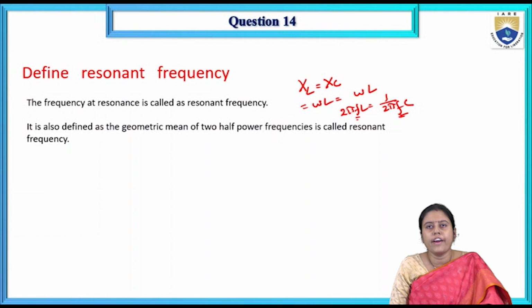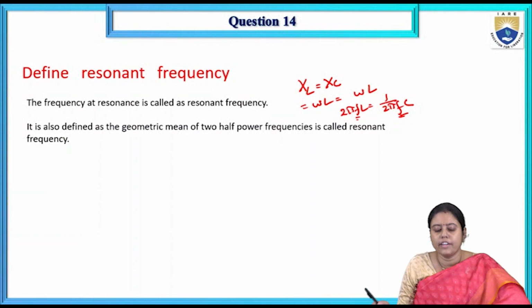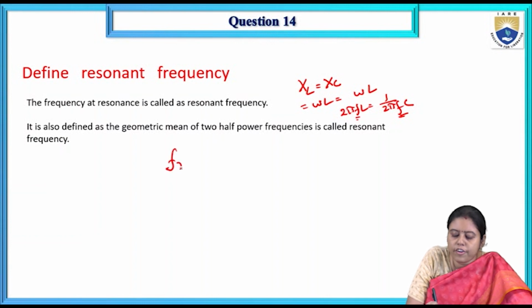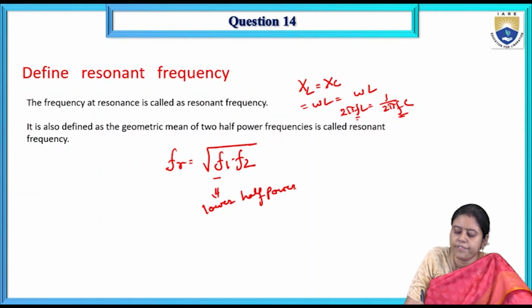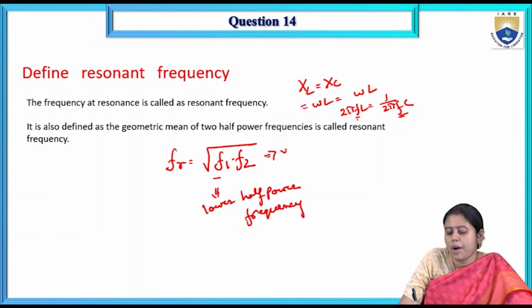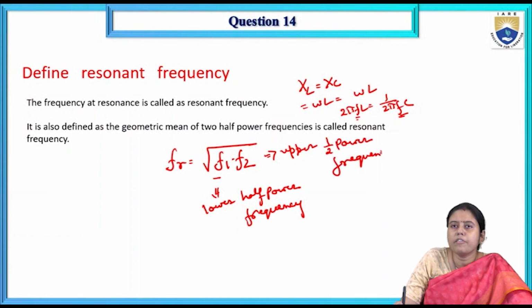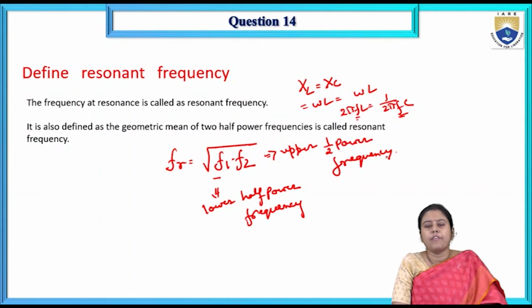It is always defined as the geometric mean of the two half power frequencies. So the resonance frequency can be written in terms of F1 and F2, where F1 is the lower half power frequency, and what is F2? The upper half power frequency. Now you may ask, what is the meaning of the half power?